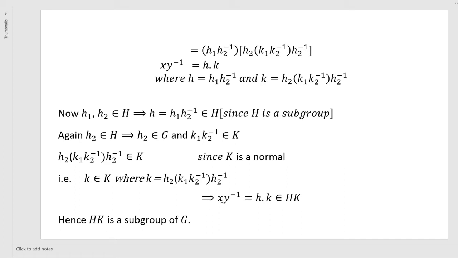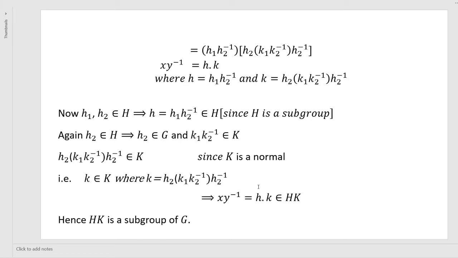So therefore, this xy inverse is equal to h into k, and those are the elements. h belongs to where? Capital H. And this small k belongs to where? This capital K. So xy inverse belongs to HK. That is nothing but HK is a subgroup of G.